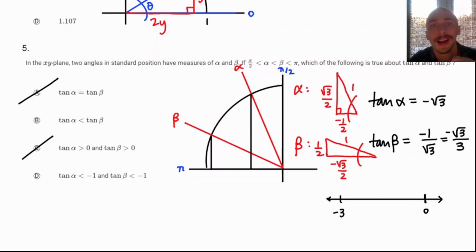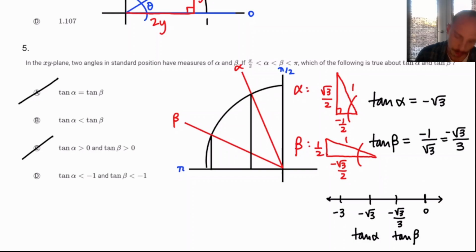Okay, now first of all, I know that the square root of 3 is less than 3. So the negative square root of 3 will be closer to 0 than negative 3. And this is not going to be drawn to scale, I'm just warning you. This is going to be the negative square root of 3. And then negative root 3 divided by 3, well, if I'm dividing it by 3, I'm going to get closer to 0. Y'all know that dividing a number by 3 makes it smaller. So we're going to go over here and say that's negative root 3 over 3. But negative root 3 was tangent alpha. Negative root 3 over 3 was tangent beta. So I'm showing you tangent alpha is less than tangent beta, okay?